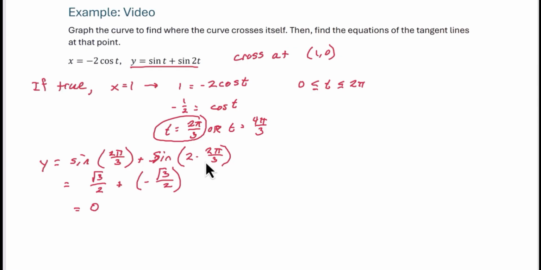Does that satisfy the point? We made x 1, and the y value spit out a value of 0. So this satisfies the point (1, 0). So we confirmed that that is indeed where the two graphs cross. It looked like it. We've proved it now.